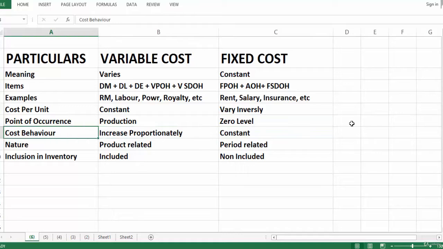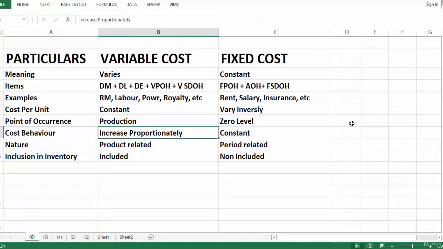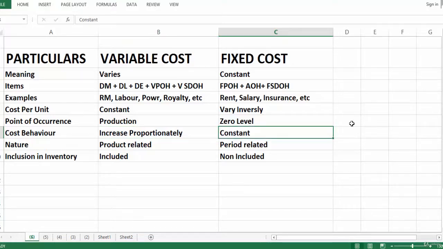The next difference point is cost behavior. Once the variable cost is incurred, it will increase proportionately based on the level of output or quantity, whereas fixed cost once incurred will be constant at all levels of output.